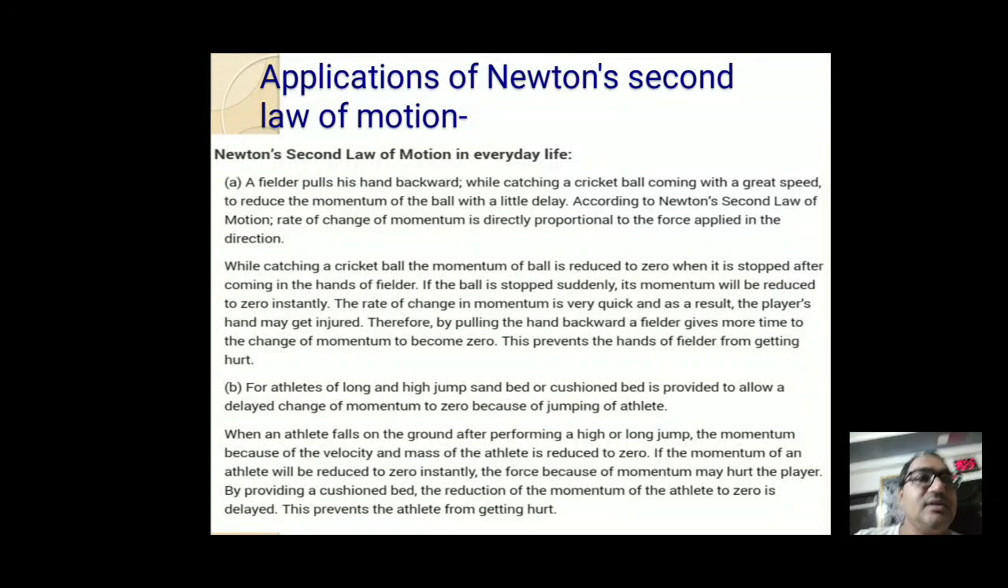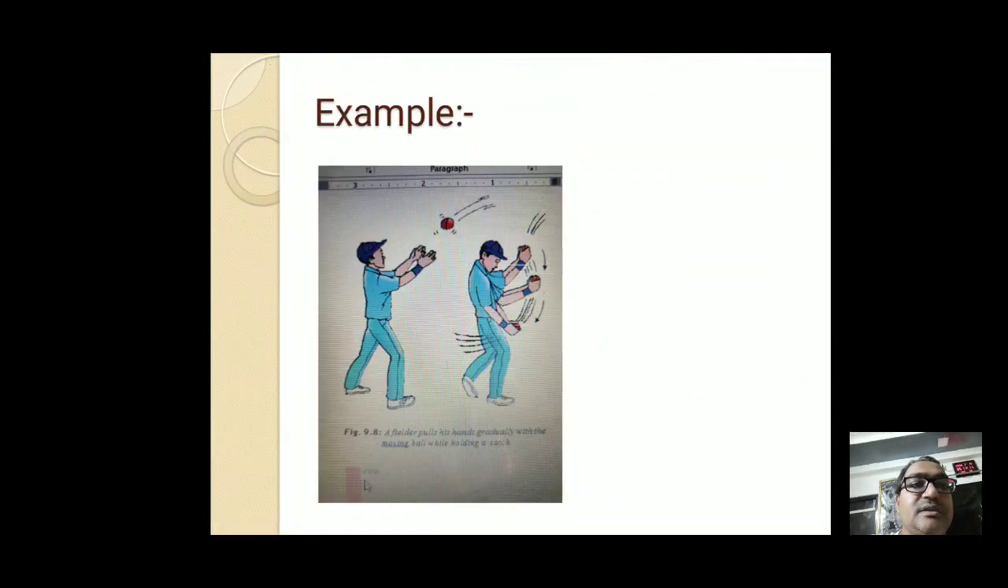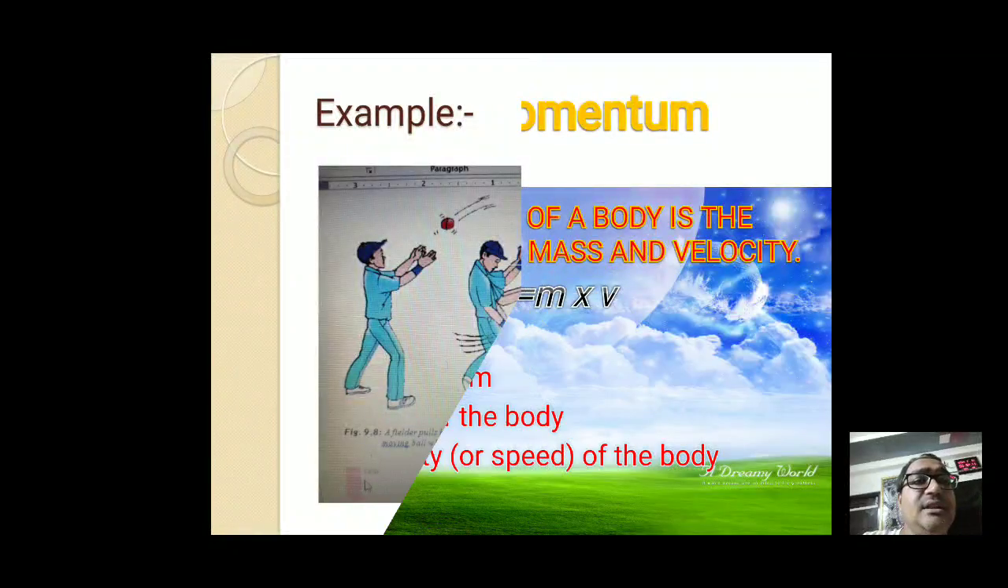Let's look at a diagram. If he catches at that particular height, you can see in the first example he gets hurt, but in the second figure he is taking his hand backward. When he takes his hand backward, he increases the time and reduces the momentum. That's why he did not get hurt. This is an example of Newton's second law of motion that you know very well.